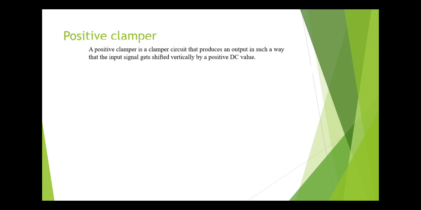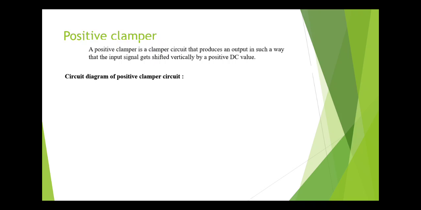Positive clamper. A positive clamper is a clamper circuit that produces an output in such a way that the input signal gets shifted vertically by a positive DC value.